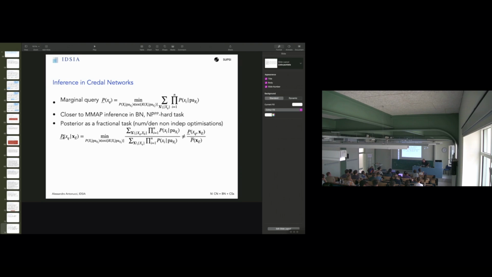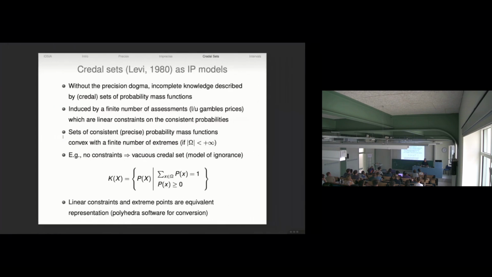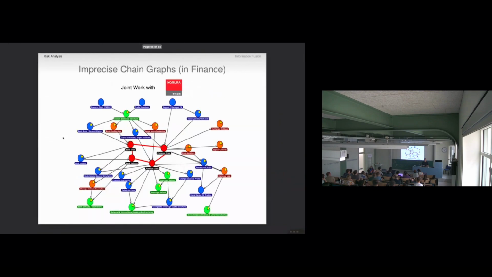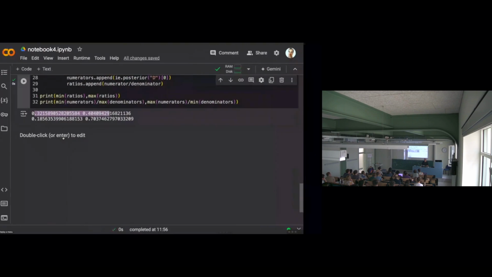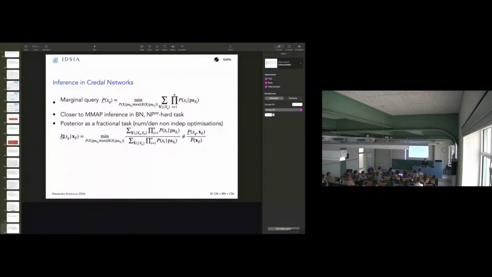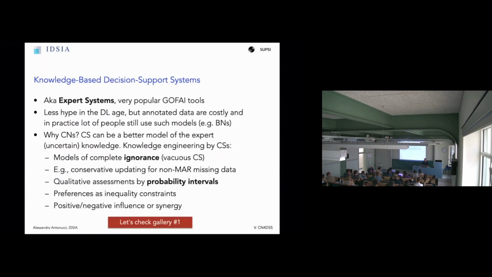So my message, as you see, I am going very quickly now because of lack of time, but my message is that credal networks are a very powerful tool to implement expert systems, knowledge-based expert systems.